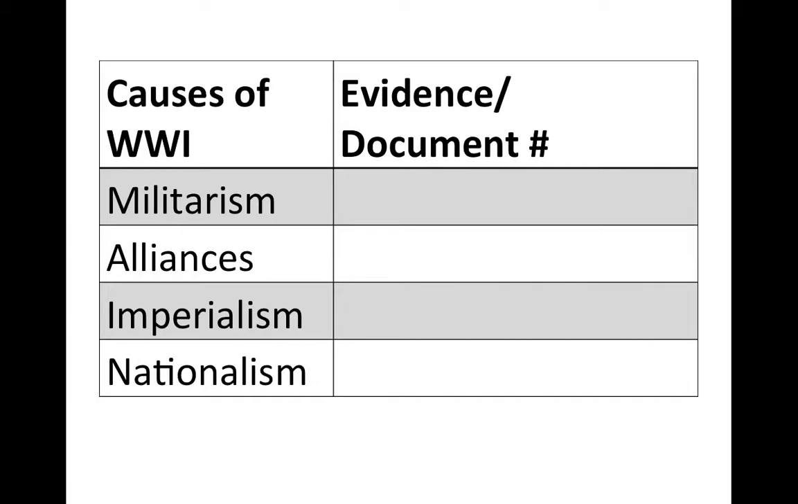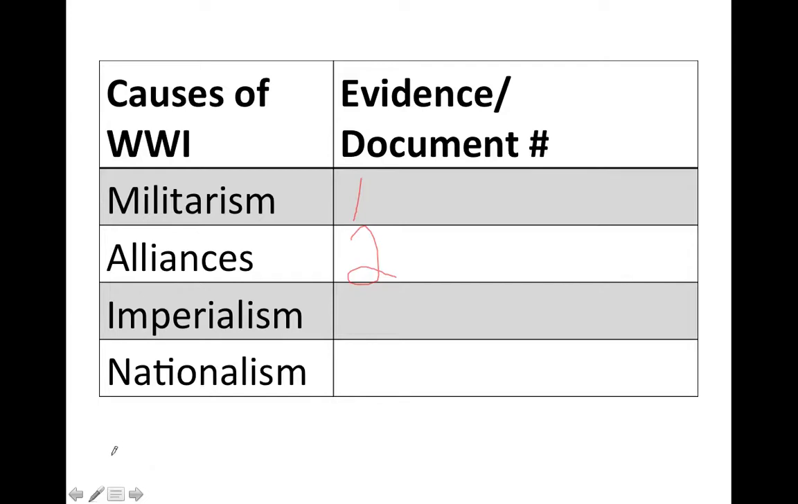So if we look at document 1, we could put document 1 in the column for militarism. So then you just go ahead and write 1. Mind you, I'm using this without a mouse, so my numbers will be a little off. Then if we look at document 2, it says document 2, the dual alliance between Austria-Hungary and Germany. Document 2 would belong under alliances. You're going to do the same thing with documents 3 through 12, okay?